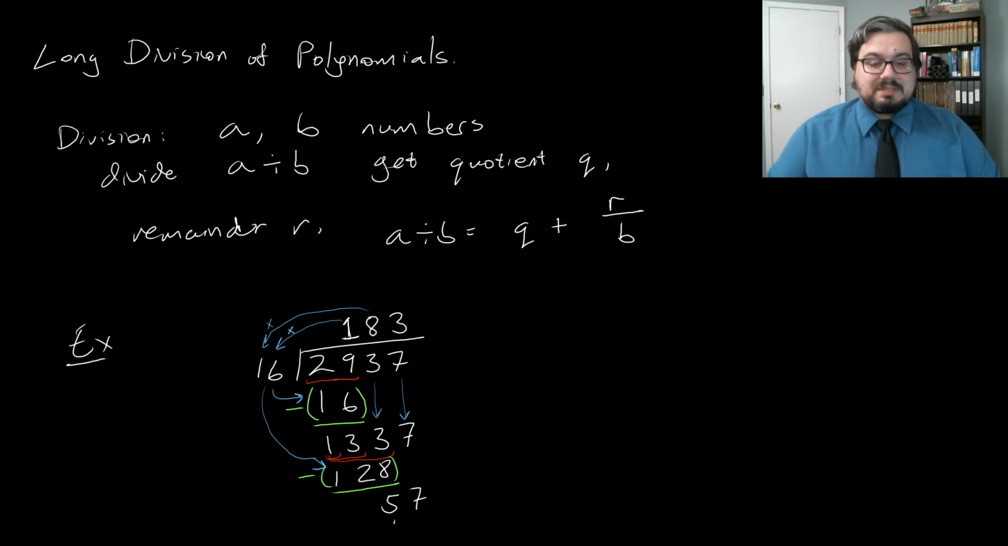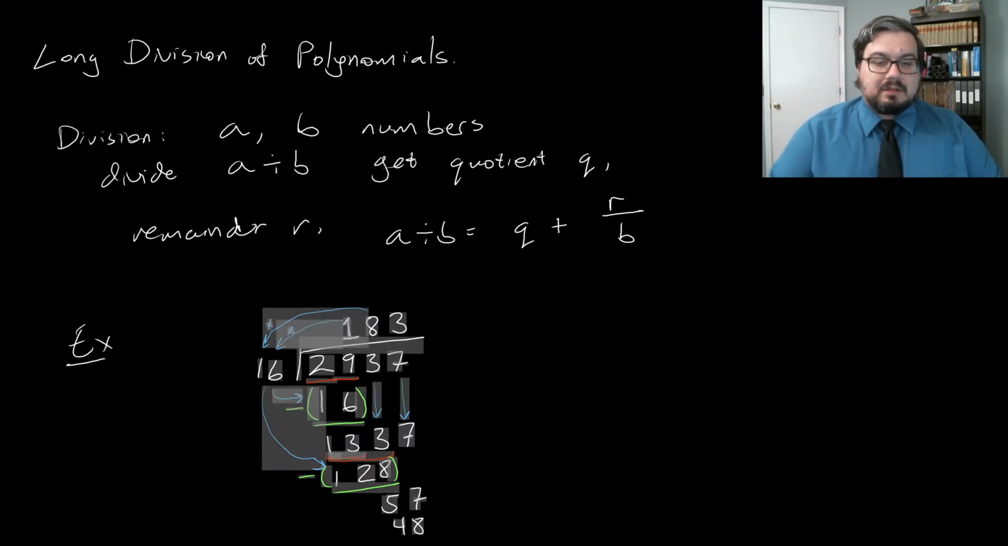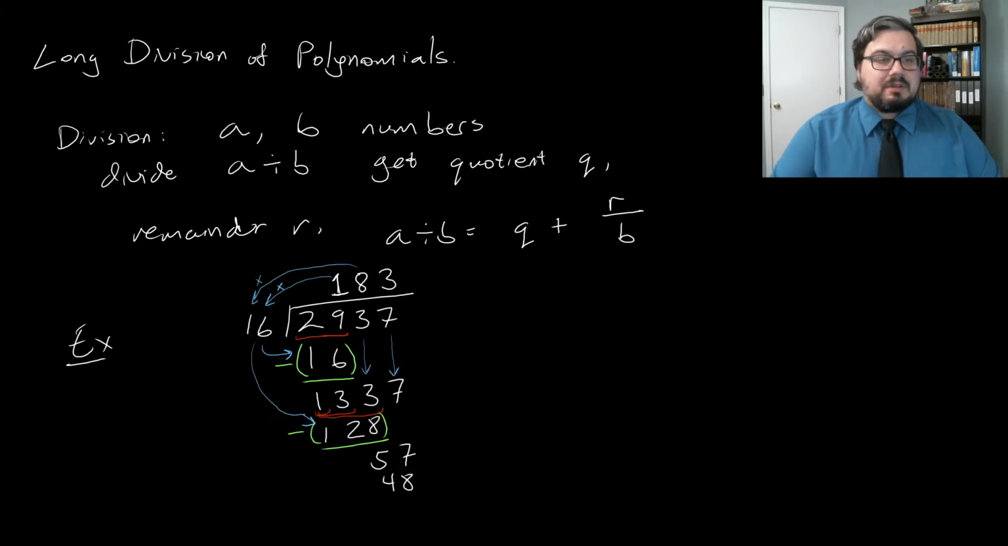We go 3 times 16 is 48. Let me shift this up. We subtract 48, and we're left with 9.